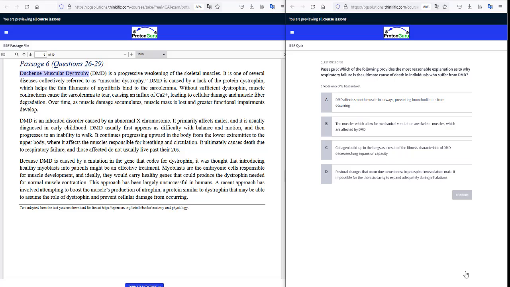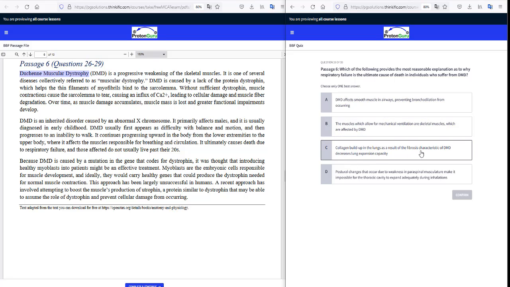All right, question 28. Which of the following provides the most reasonable explanation as to why respiratory failure is the ultimate cause of death in individuals who suffer from DMD? And we have answer choices ranging from DMD affecting smooth muscles and airways to prevent bronchodilation. We have muscles that allow for mechanical ventilation. Skeletal muscles, this answer choice suggests, are affected by DMD.